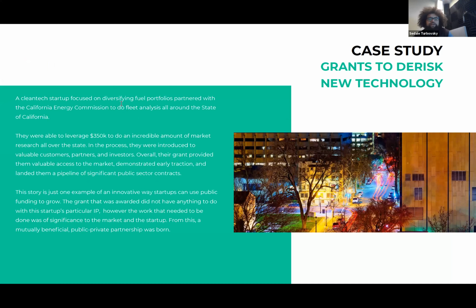So I do want to cover a case study real quickly, and the reason I want to talk about this is that I think sometimes you want to try thinking creatively a bit about how you can leverage this kind of capital. So the case study in point here is that there's a clean tech startup. They were focused on diversifying fuel, and they were able to leverage $350,000 to do this. Now, while the grant itself was not specifically about building their company or putting a vehicle on the ground, it was about studying and researching and planning.